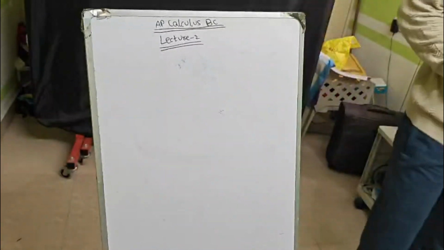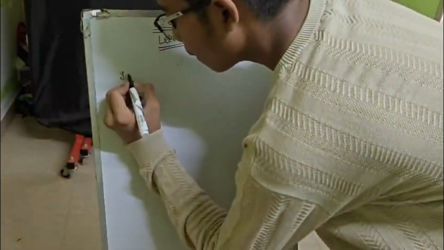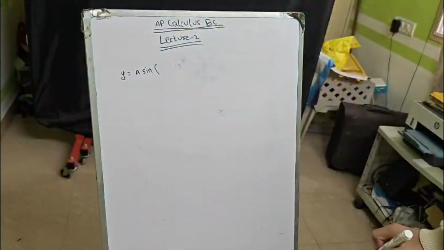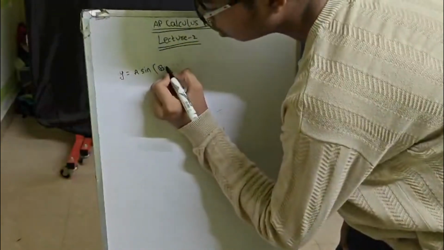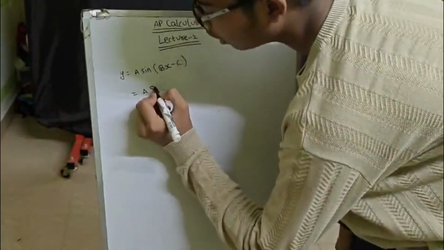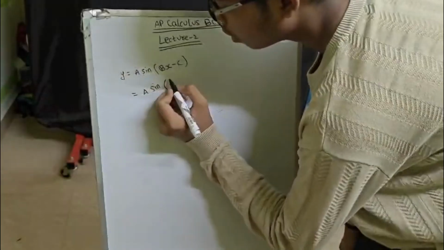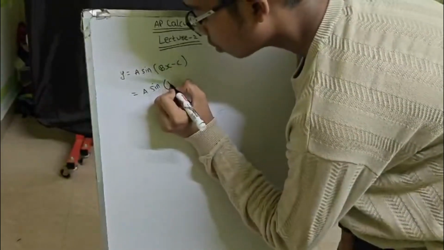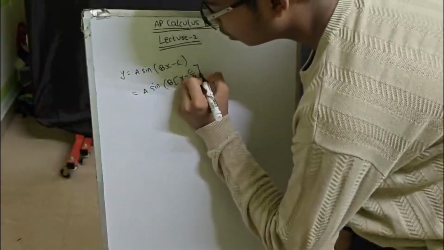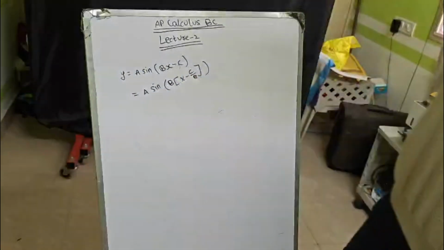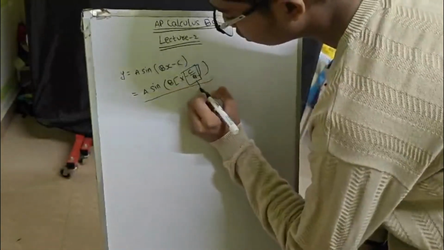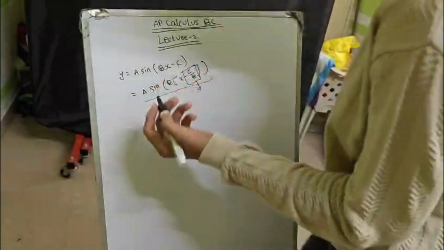Now let's do y equals a sine bx minus c, okay? This is equal to a sine b common, x minus c by b. Make sense? So this is what you get. If this is minus, the whole graph shifts to the right side.